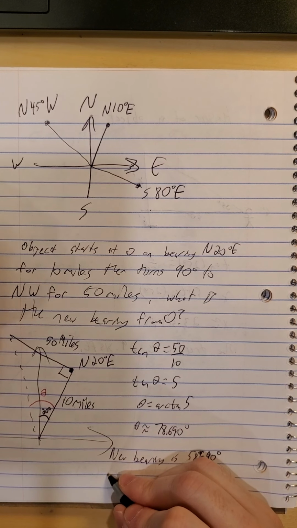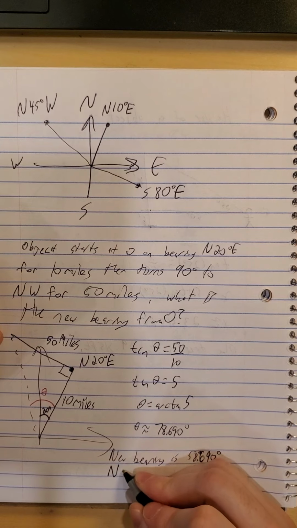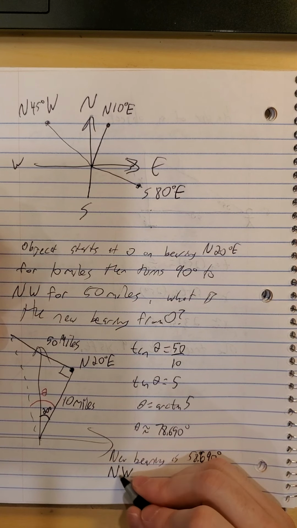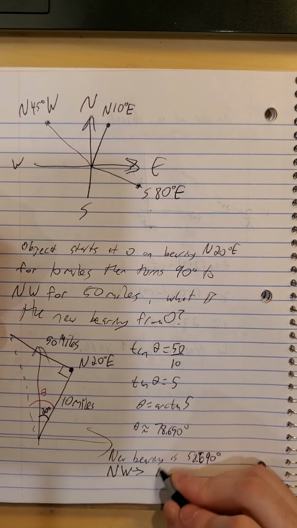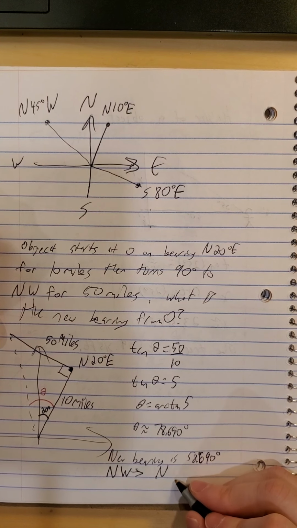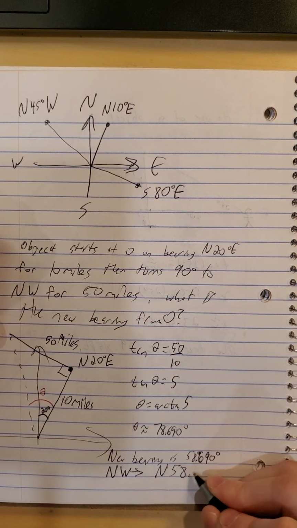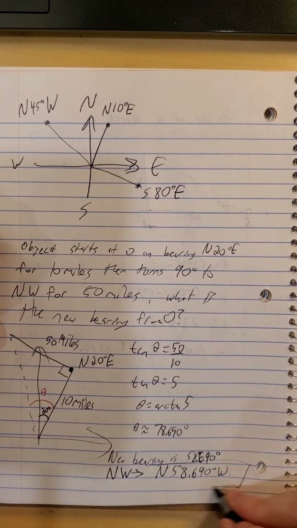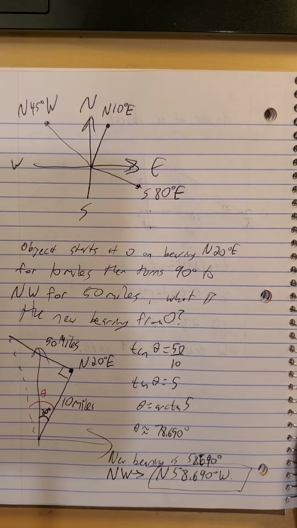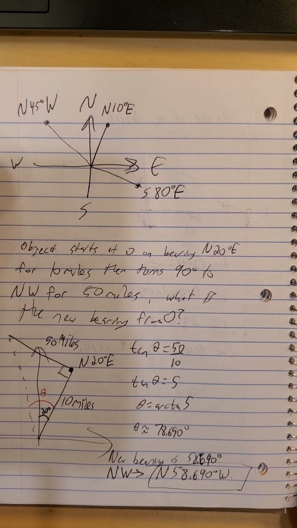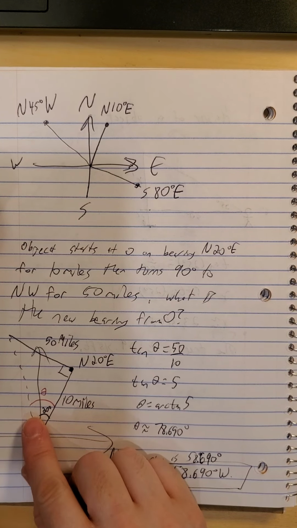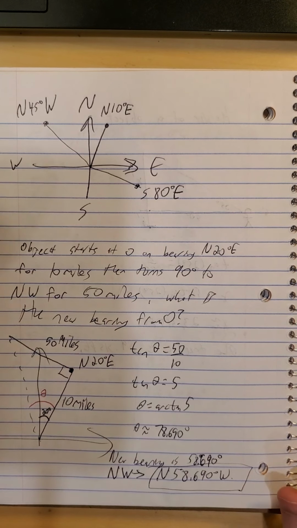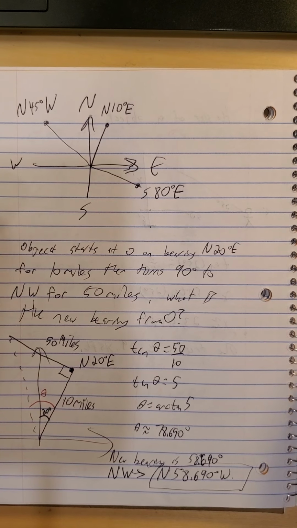And that would be then, we're now north and west. So that tells us we would report it as north 58.690 degrees west. This would be our new bearing. So obviously not to scale here. You can see that my 10 and 50 were drawn approximately the same size.